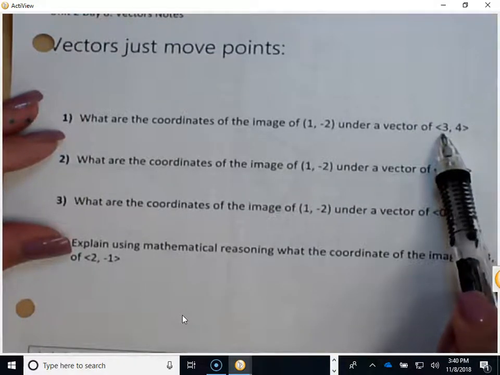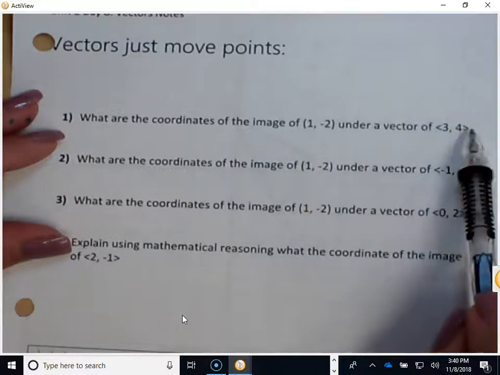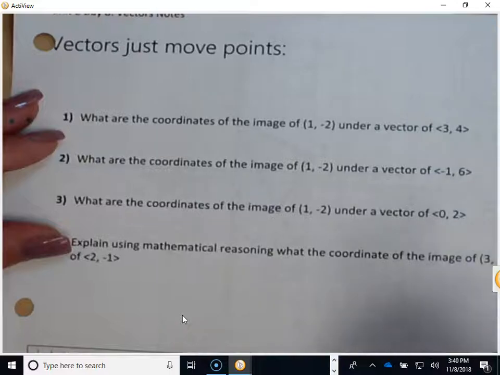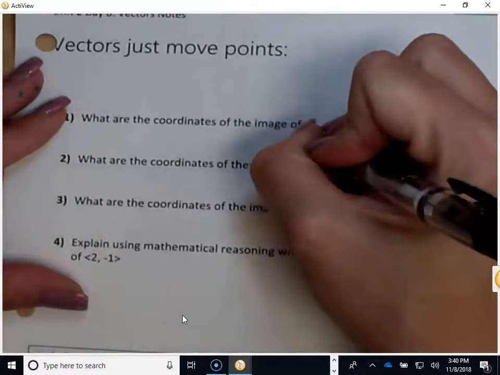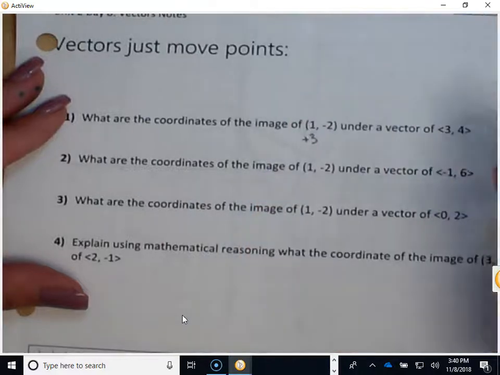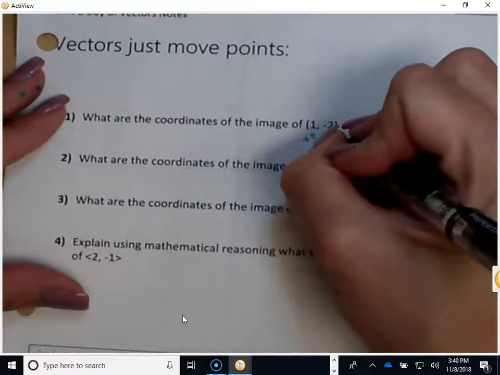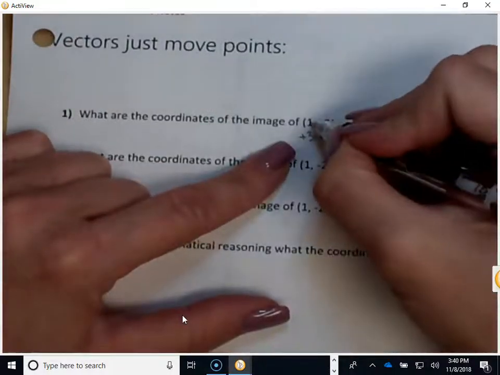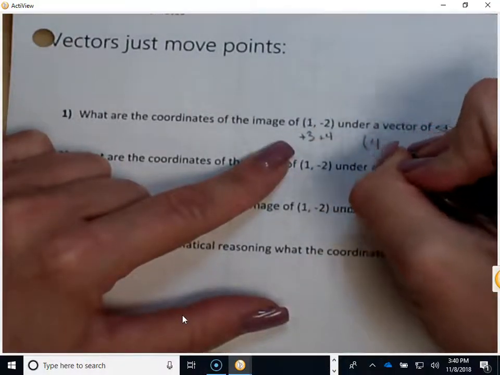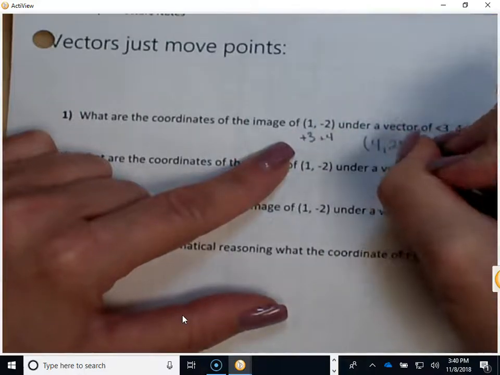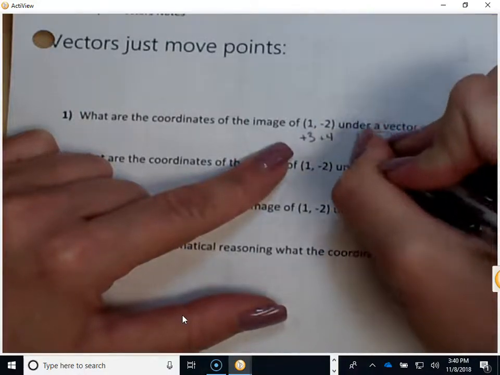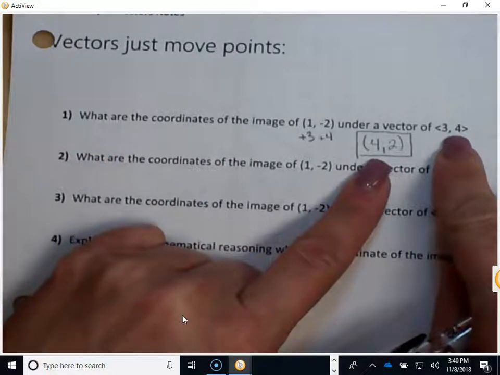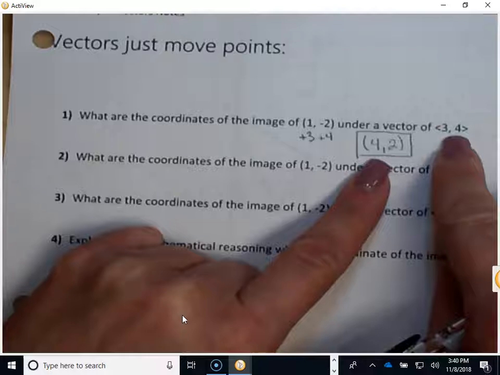Whatever's in the x coordinate position, you're going to do that to this x coordinate. Whatever's in the y, you're going to do that to this y coordinate here. Since this is a positive 3, they want us to add 3 to that x coordinate of 1. And since that's a positive 4, they want us to add 4 to that y coordinate of negative 2 to get our new ordered pair. So 1 plus 3 gives me 4. Negative 2 plus 4 gives me a positive 2. So under this vector, it moved the point 1, negative 2 to the point 4, 2. And that's what the vector does. It helps us to move points.